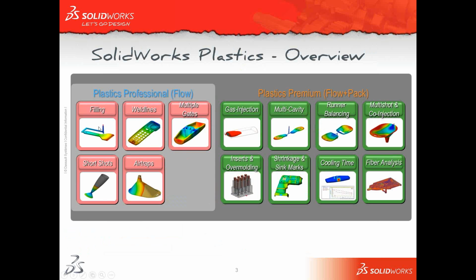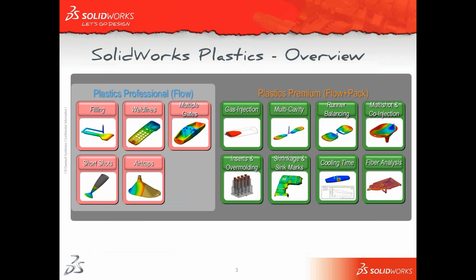So the first one there is, will the product fill? Secondly, we can look at, are there any weld lines in the design that may impact the cosmetic appearance of faces? Do we need to use multiple gates, for example, to fill the product a little bit more efficiently? If you're looking at thin-walled components, if that's what you design, you can also look at whether or not you will get short shots. That's where the plastic doesn't completely fill the mold. And we can also look at air traps in the design as well.